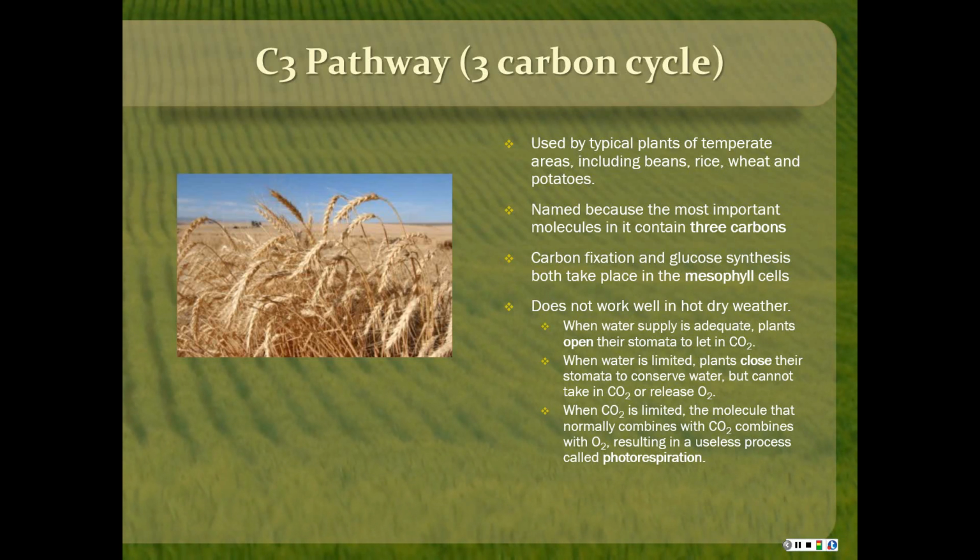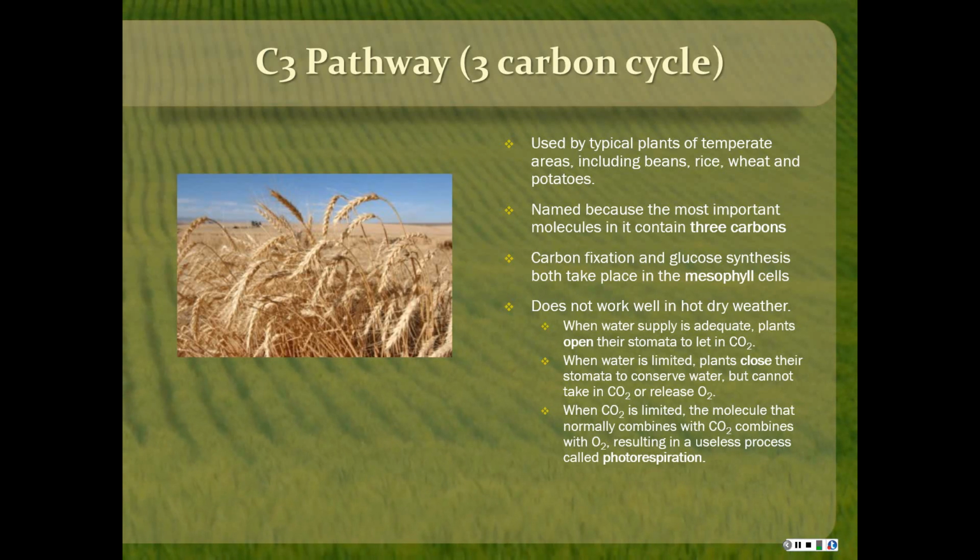And the problem with this is that it works well in temperate areas, but it doesn't work well in hot, dry weather. And that's why these types of plants don't do as well when it's hot and dry. When the water supply is adequate, plants have to open their stomata to let in CO2. But when water is limited, plants close their stomata to try and conserve water. But when they're closed, they can't take in CO2 or release O2.